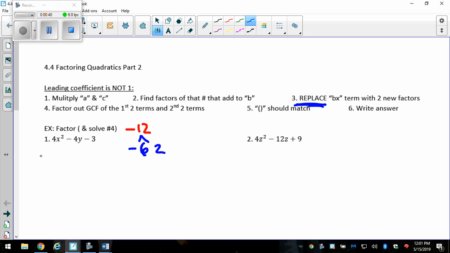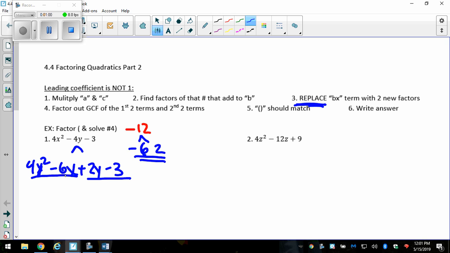So the 4x squared stays as the first term, and then negative 3 is going to stay. I'm changing this middle term with these 2. So now it's a negative 6y and a positive 2y. And we're going to finish factoring this by grouping. And these should be y's here.